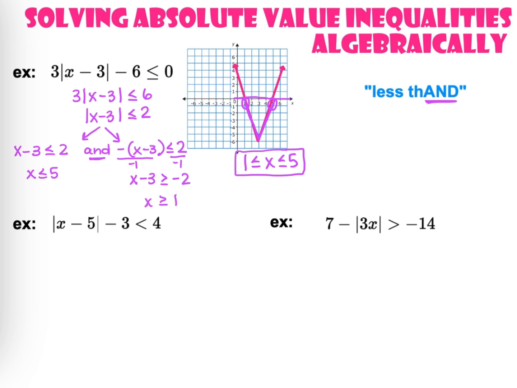The word "and" in the middle tells me that I would want to join those up to make my final answer. So if x is less than or equal to 5 and greater than or equal to 1, can you think of what numbers those would be? So I want those answers written in this form so I can see that x is between 1 and 5. Let's try another one.